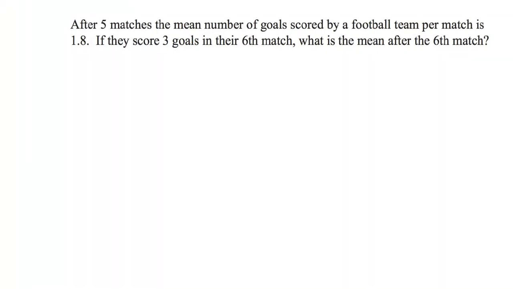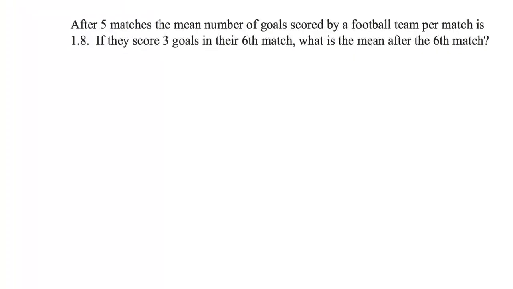After 5 matches, the mean number of goals scored by a football team, that's a soccer team for you Americans, per match is 1.8. If they score 3 goals in their 6th match, what is the mean after the 6th match? So this is really tough. So let's start thinking about some and writing down some facts using some math language.